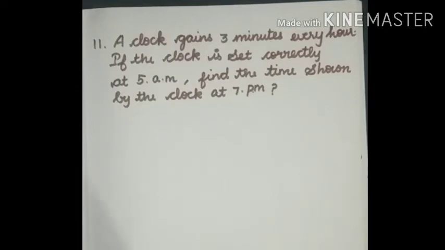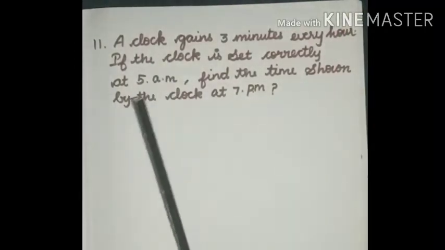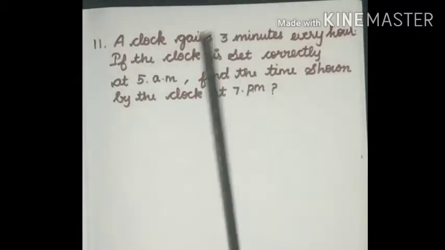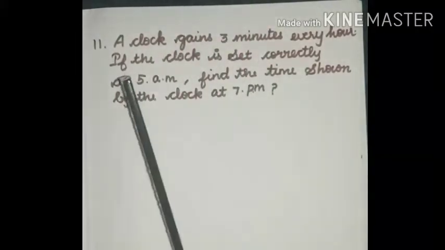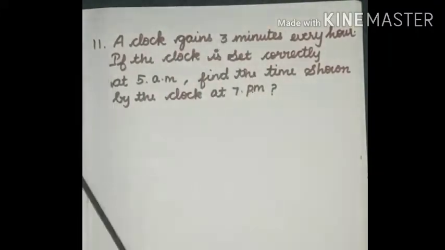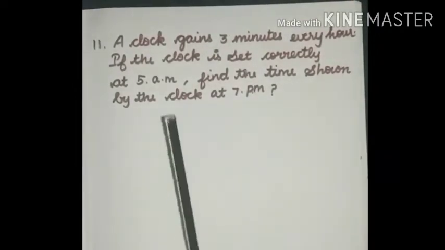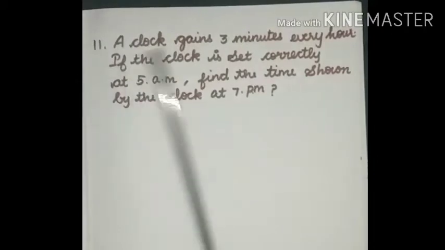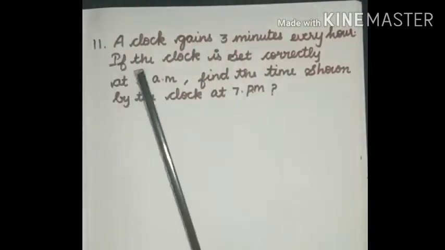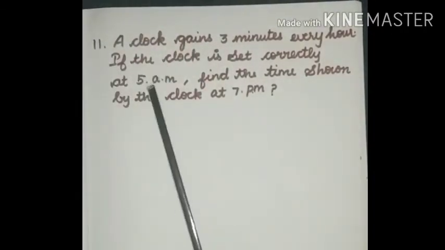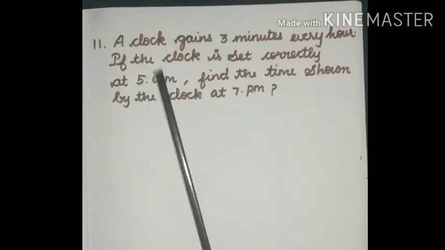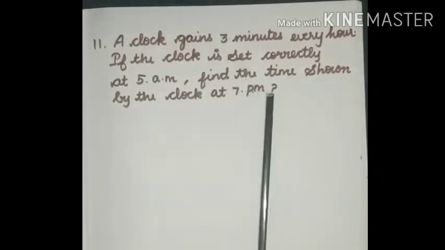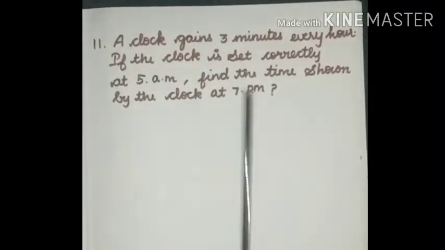For example, if the correct time is 1 o'clock, this clock will show 1 hour 3 minutes. 2 o'clock means 2 hours 3 minutes. So it increased the time by 3 minutes for every hour. The clock is set correctly at 5 am. They set the clock at morning 5 and we have to find the time shown by the clock at 7 pm, evening 7.